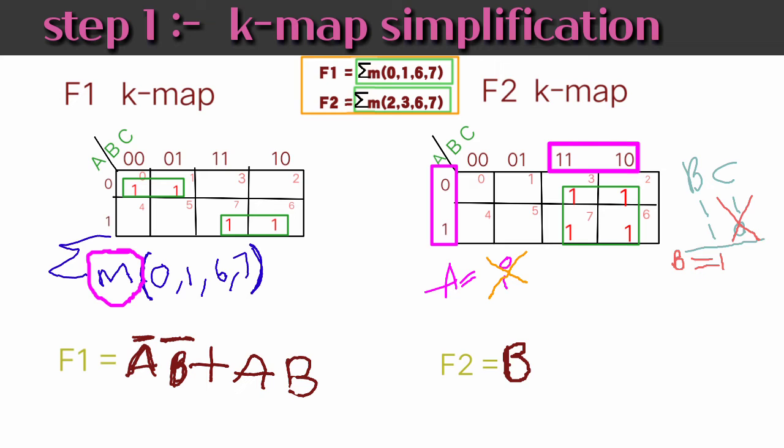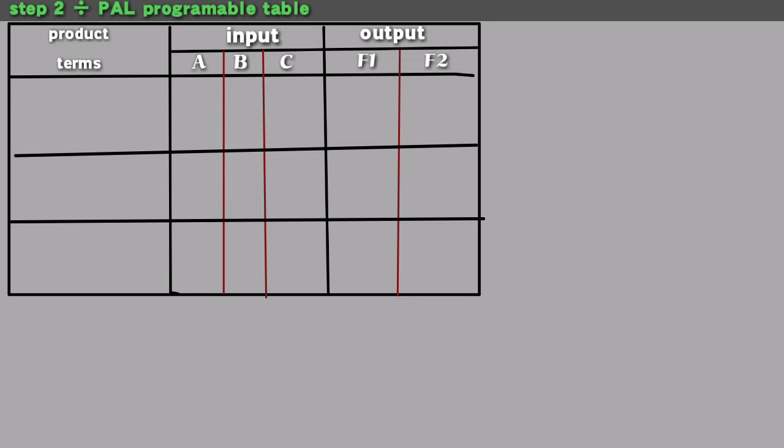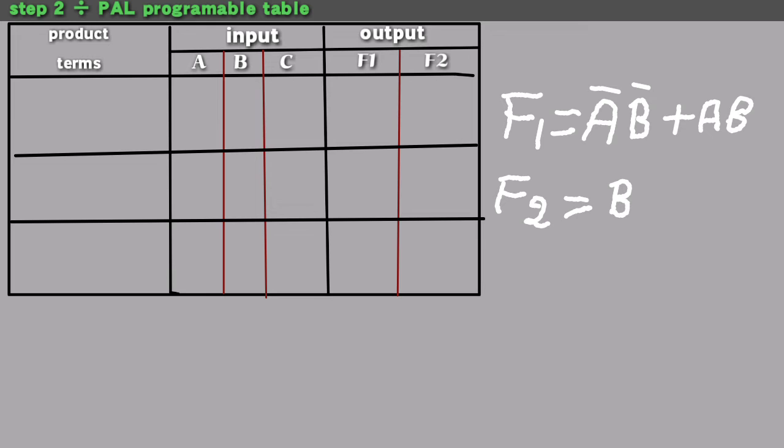Then let us see step 2, the PAL program table. This is a PAL program table. F1 has A bar B bar plus AB, and F2 has B. These values we found in step 1 by using the K-map. These are called product terms. These are written in the table in the first column of product terms. In the table, the first one is A bar B bar.